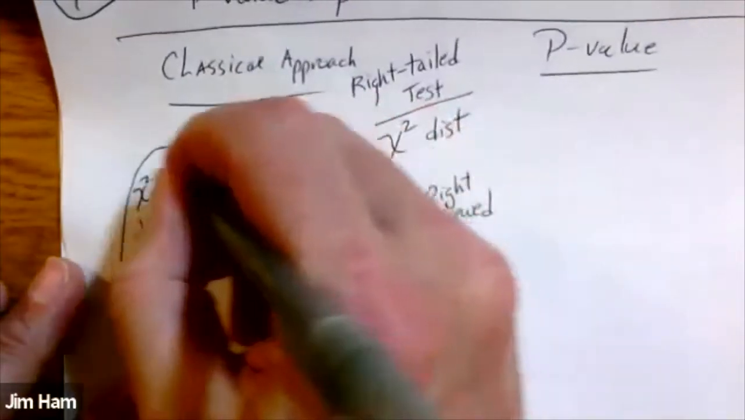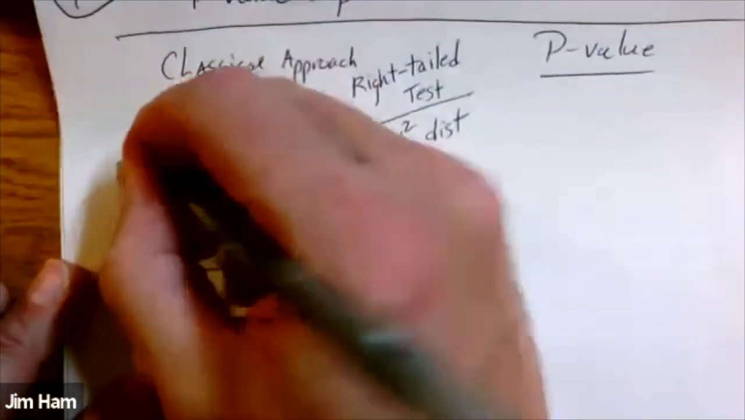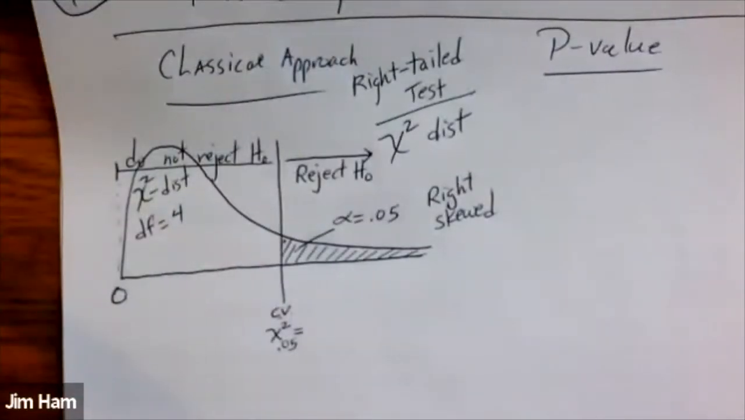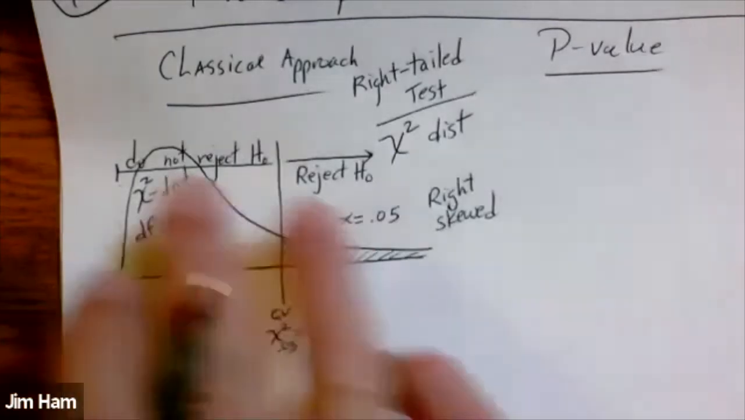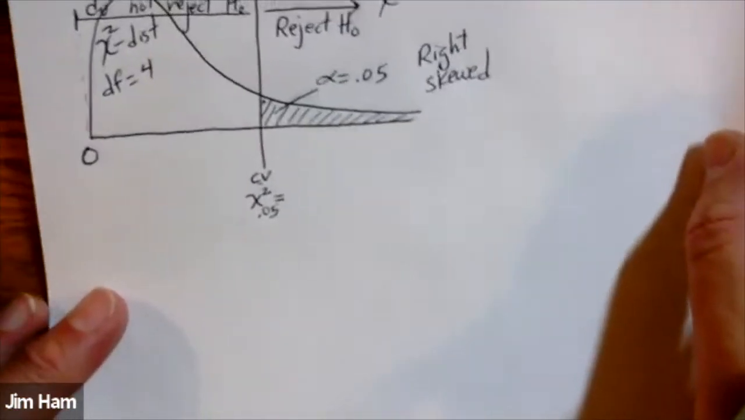The regions, I don't have to extend because this one stops right at 0, but this is the do not reject region. And the only thing we can reject is a null hypothesis. We can never reject the alternative hypothesis in a test. So here's the classical approach. And let's do this example here.